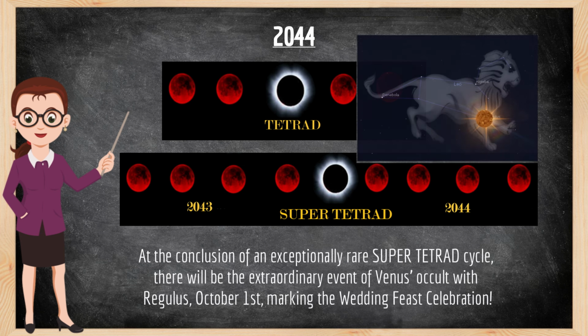Thus, in 2044, at the conclusion of an exceptionally rare super tetrad cycle, there will be the extraordinary event of Venus's occultation with Regulus, October 1st, marking the wedding feast celebration. Hallelujah. Baruch Hashem.